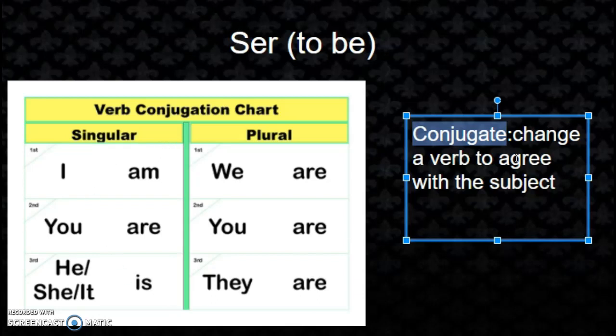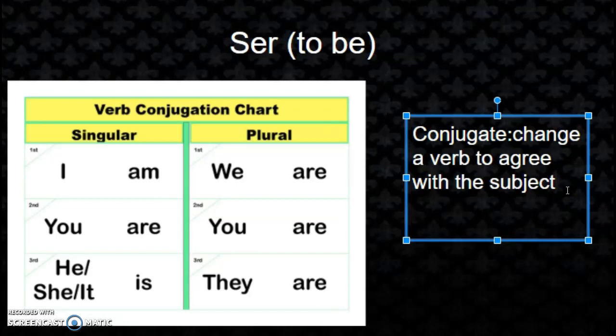So remember, conjugation means that you're changing the verb to agree with the subject. It's like I can't say I be or you be, or I can't say I are or I is. It has to be I am. So conjugation is really making sure our boxes match up correctly.